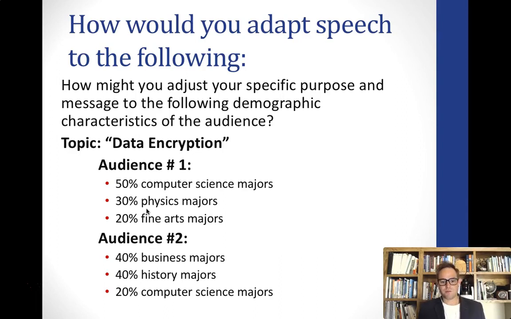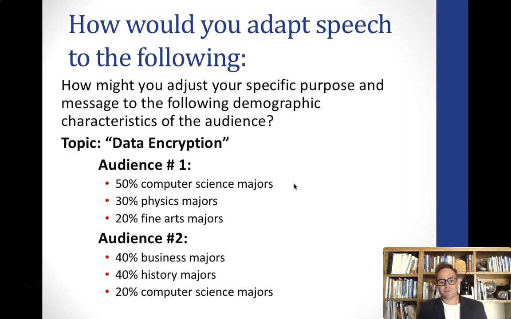Or audience 2, where you have 40% business majors, 40% history majors, and only 20% computer science majors. So again, how would you adapt this topic of data encryption to fit the audience? So audience 1, because predominantly they're computer science majors, they're probably there to gain deeper knowledge about their field. And so data encryption, you would tailor that speech to really reach out to the majority of your audience.